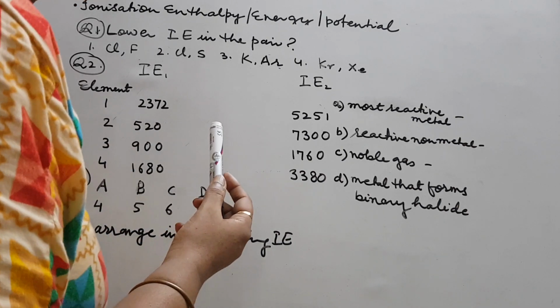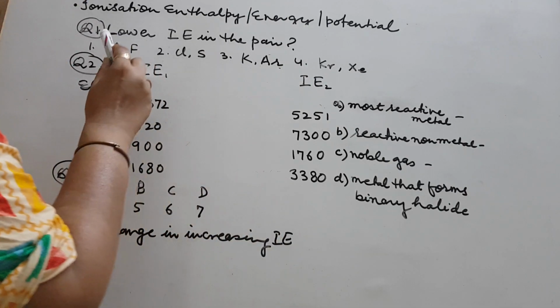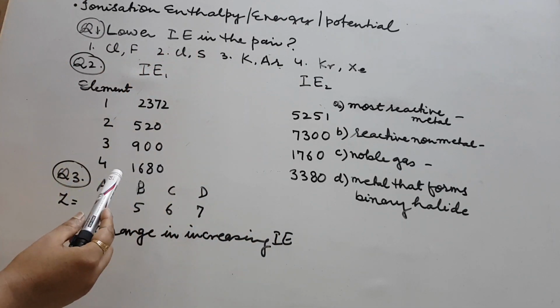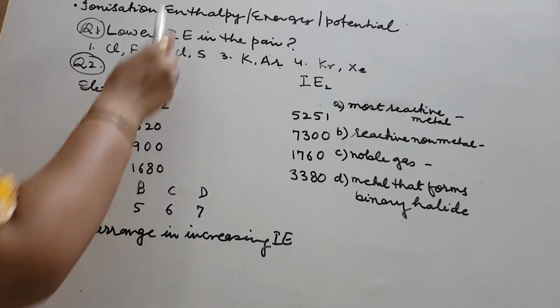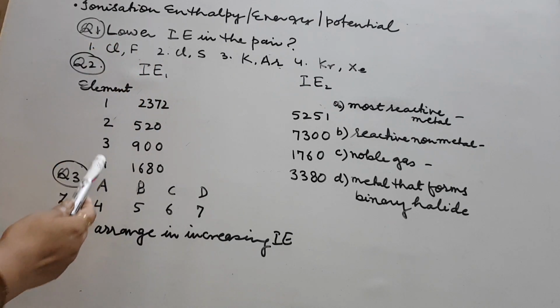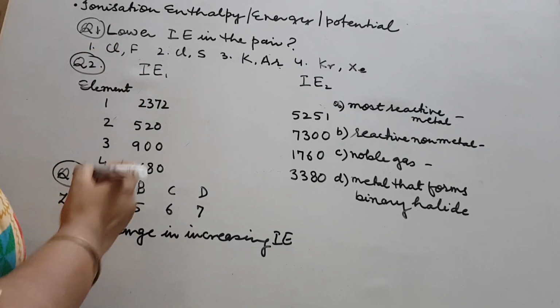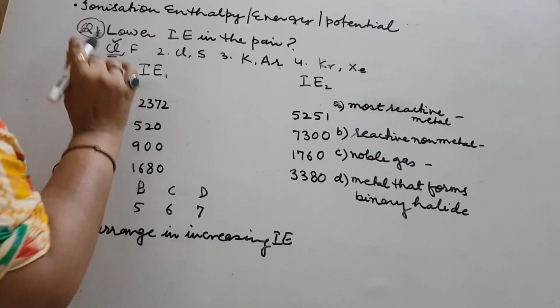Now children, we will do some questions based on ionization enthalpy. First is lower IE value in the pair. Which will have the lower? Chlorine and fluorine, they belong to same group. F is smaller in size, Cl bigger. So it will be easy to pull out electron from Cl as compared to F. So naturally, answer will be chlorine.